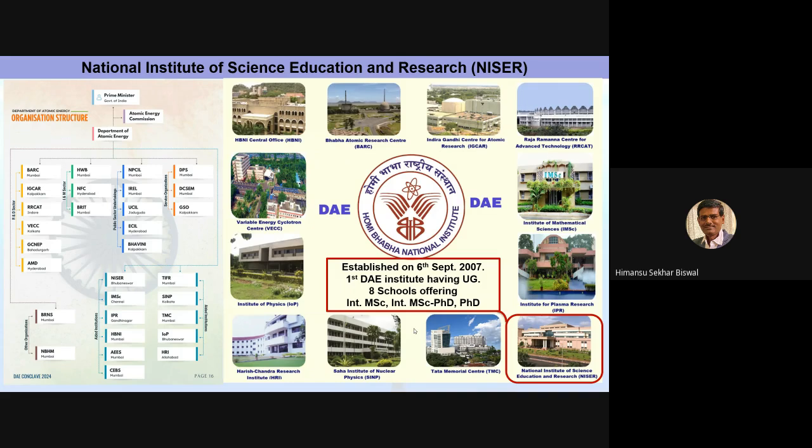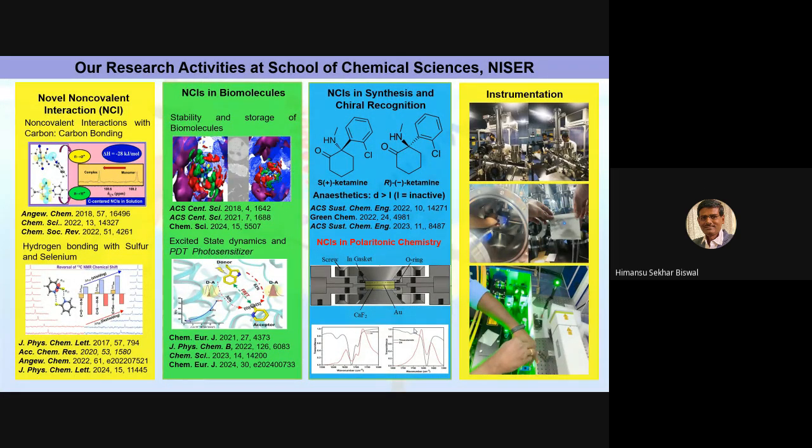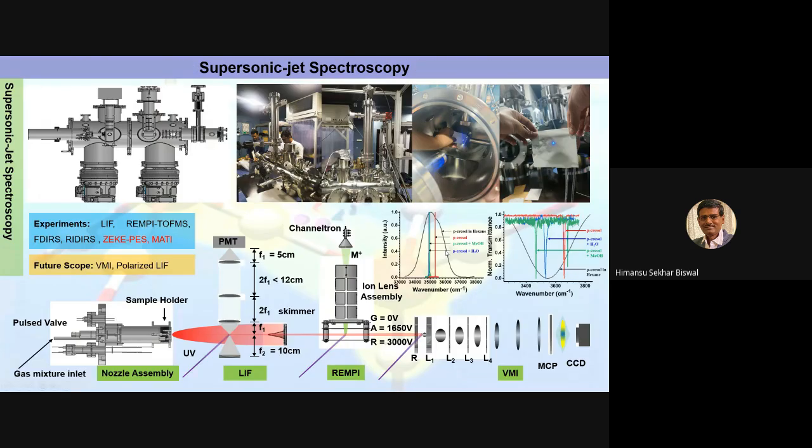So as I said, we do many different experiments, starting from gas phase spectroscopy to solution to solid. We actually build our own experimental techniques, equipment which is not available. Today I'll give a very detailed description of our equipment. This is one of the equipment. We call it supersonic jet spectroscopy. I'll describe it again in detail.